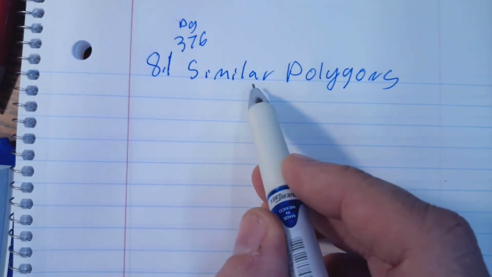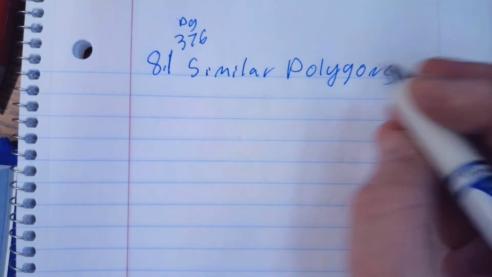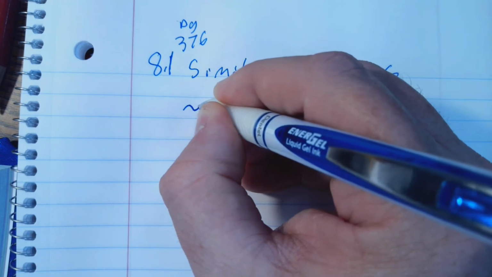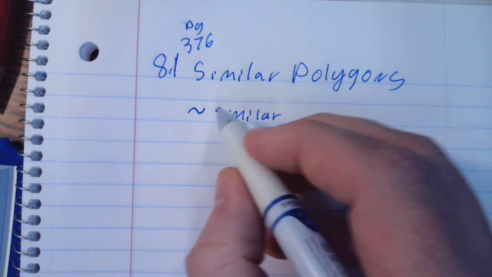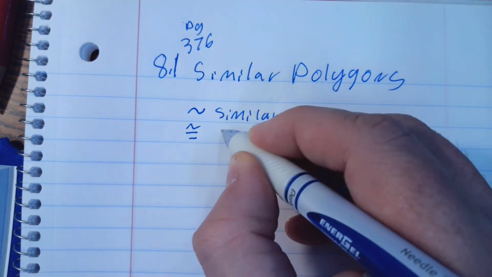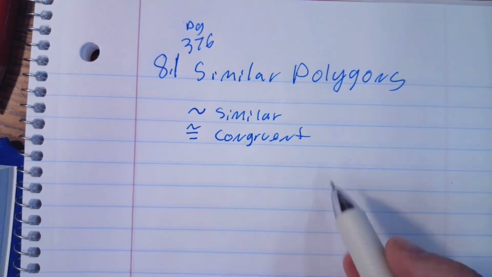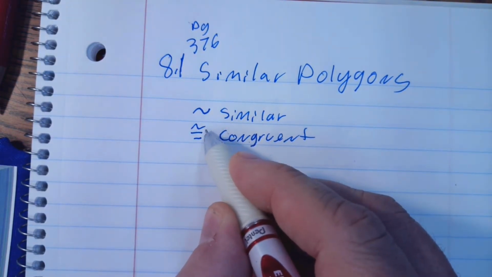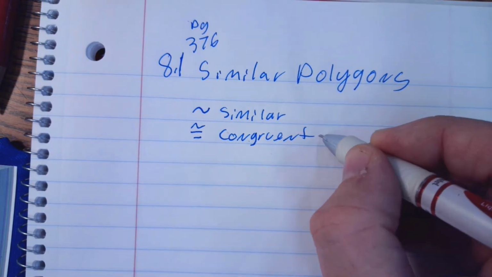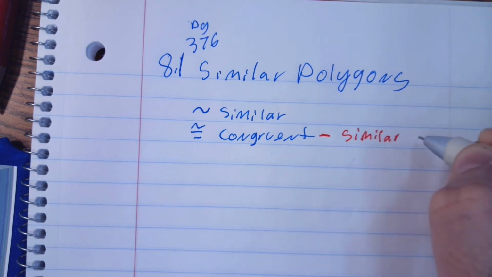All right, a similar polygon is basically the same shape, different size. And the similarity symbol is like this. That's what similar is. Of course, we know what this is, right? Now we can actually understand what congruent is. It has two parts: the similarity symbol and the equal symbol. So congruent literally means similar and equal.